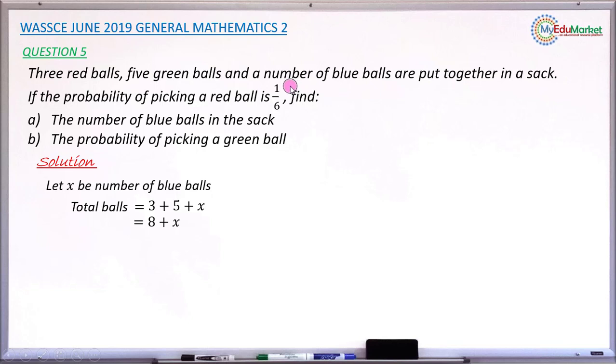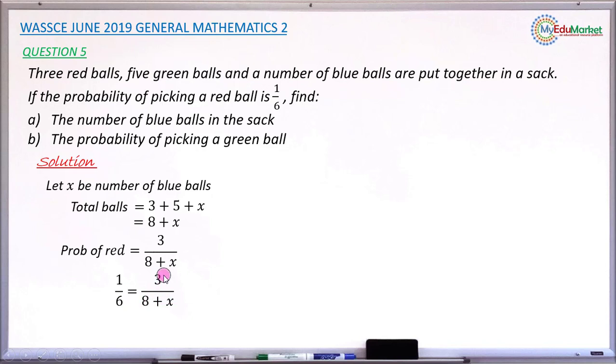The probability of selecting red given in the question was 1/6. So let's attempt to find that probability. The probability of red will be equal to how many red there are, which is 3, over the total balls, which is given by this expression 8 plus X. So let me just substitute. I have 3, the number of red, over the total number of balls, 8 plus X. But the probability of red is given in the question as 1/6. So substitute it, and you now have 1/6 equals 3 over 8 plus X.